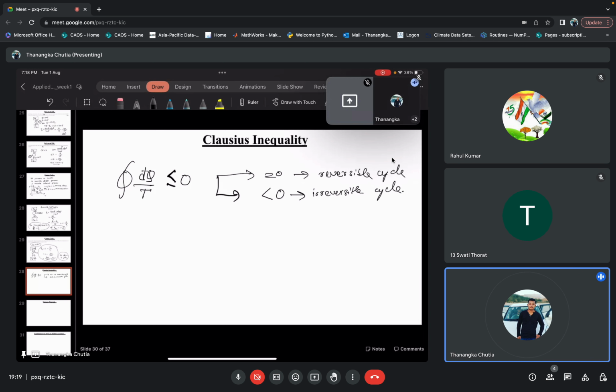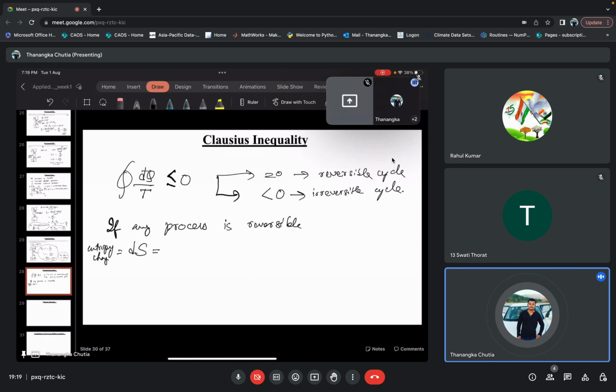So what he has defined is that if any process is reversible, then we can write dS, that is, the entropy change.